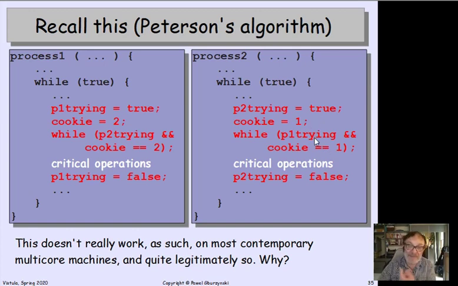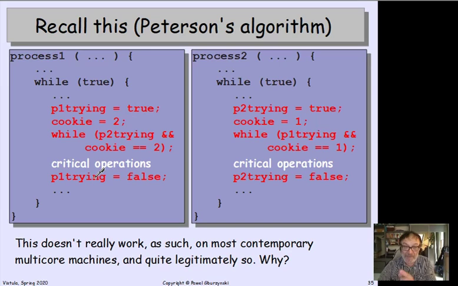Well, the problem is that first, when the compiler looks at this code, it may think like this. Here we have this assignment, and here we have this other assignment. But let's have a closer look. Is there any place between these two assignments where the value of P1 trying is used? Let's have a careful look. Where can it be? Nah. So why bother? Let's just skip this assignment and set only P1 trying to false at this point.